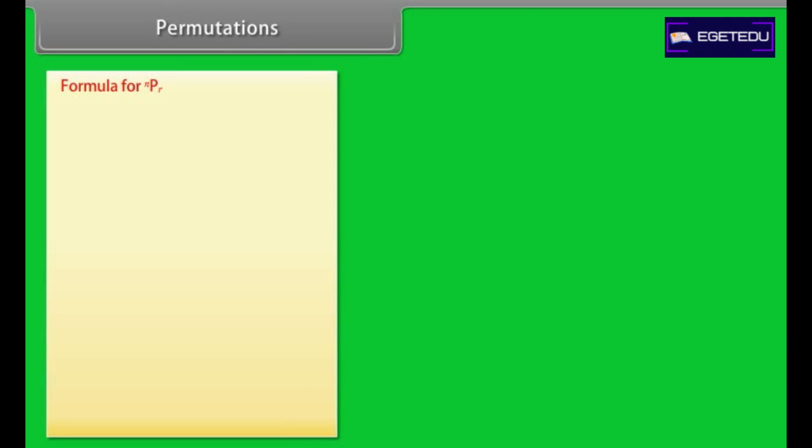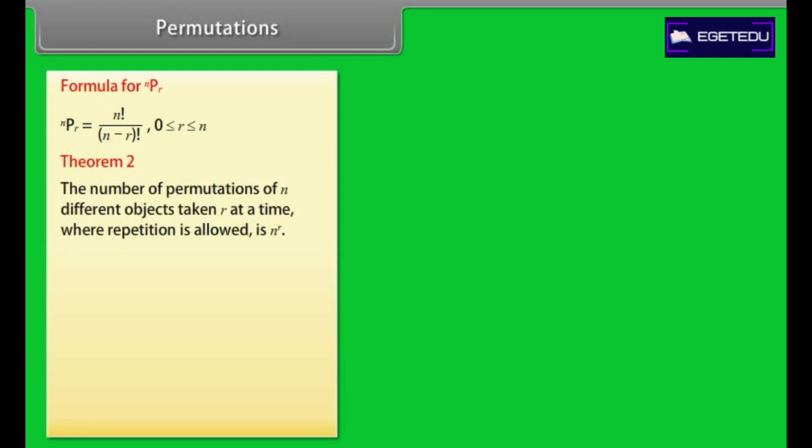Permutations. Formula for nPr. nPr is equal to n factorial by (n minus r) factorial, where 0 is less than or equal to r is less than or equal to n. Theorem 2. The number of permutations of n different objects taken r at a time, where repetition is allowed, is n raised to power r.